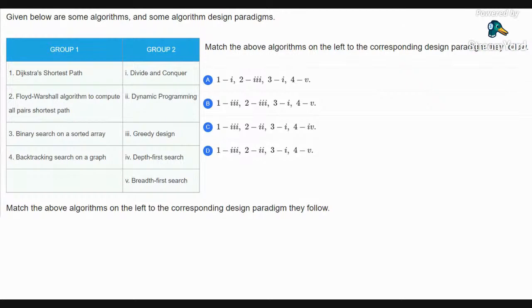Okay, and if you want to look at how 3 is mapped with 1, 3 is a binary search problem and it is a sorted sequence. It is based on the DAC approach. So 3 is mapped with 1. The correct option is option C.